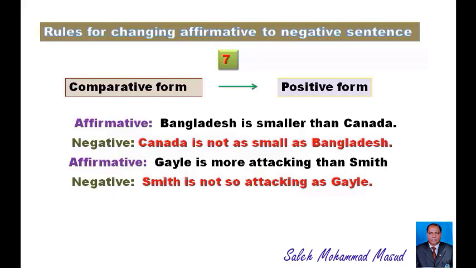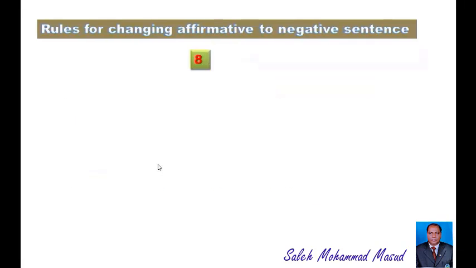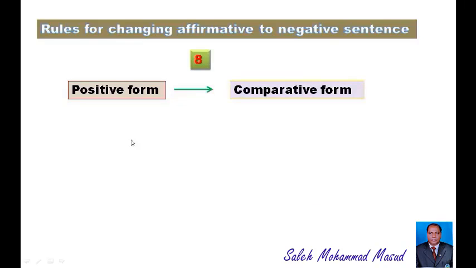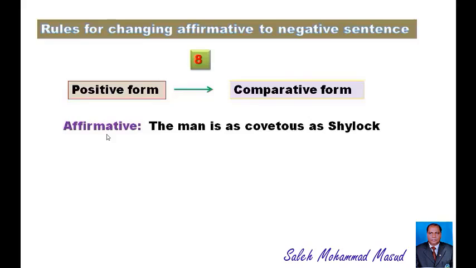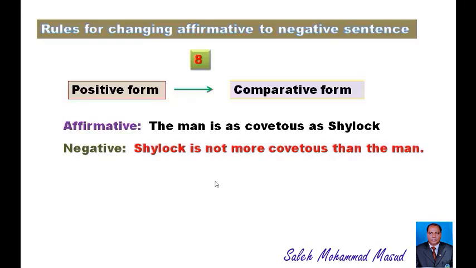Next, number 8. For making negative sentence, positive form will be turned into comparative form. The man is as covetous as Shylock. The sense is positive here, and make it into comparative form. Shylock is not more covetous than the man. And we find that it is also a negative sentence.